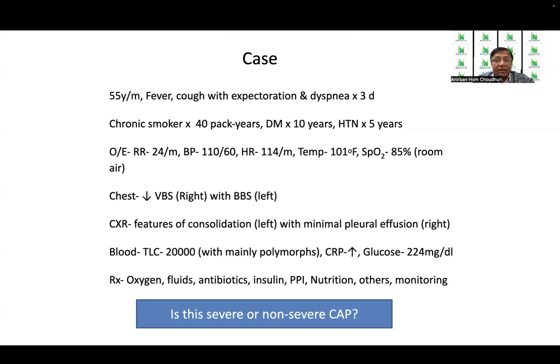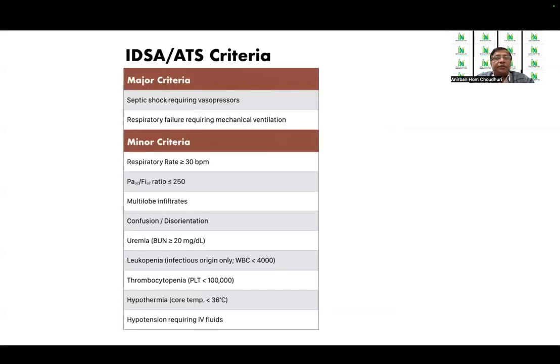To assess the severity, if we follow the IDSA or the ATS criteria, we will find that there are certain major criteria as well as certain minor criteria. The two major criteria include septic shock requiring vasopressors and respiratory failure requiring mechanical ventilation. There are 8 or 9 minor criteria, which include a respiratory rate of more than 30 breaths per minute, a PF ratio less than 250, and multilobar infiltrates on chest X-ray.